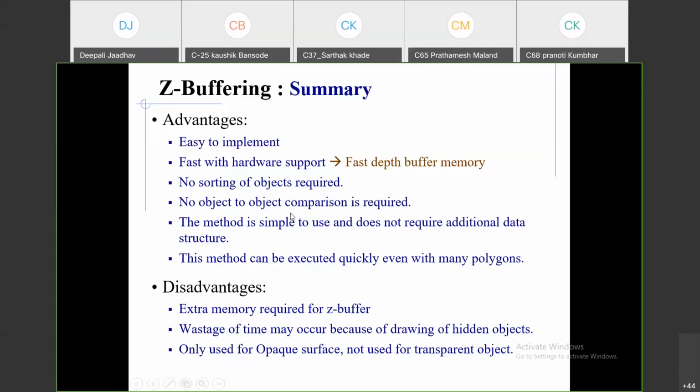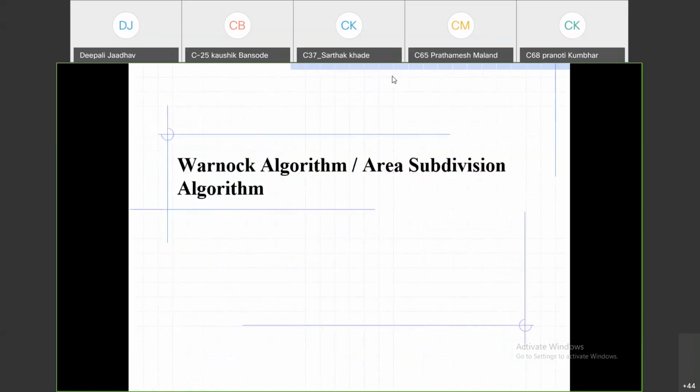Wastage of time may occur because of drawing of hidden objects, meaning the objects which are hidden are also compared. It is only used for opaque surfaces, meaning non-transparent surfaces, not for transparent objects. Those are the advantages and disadvantages of the Z buffer algorithm.